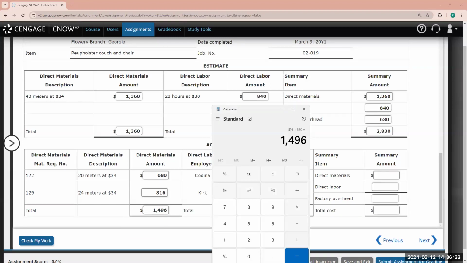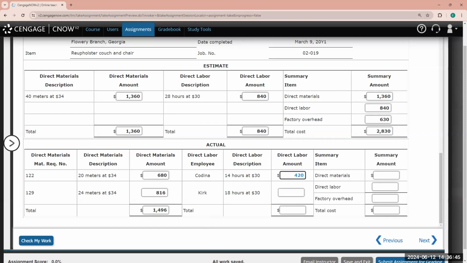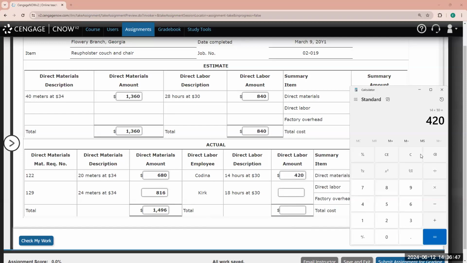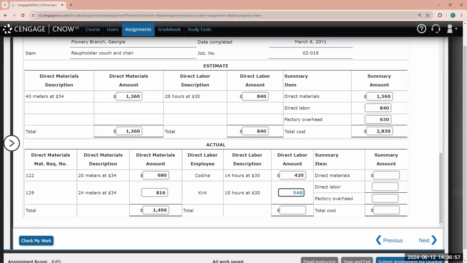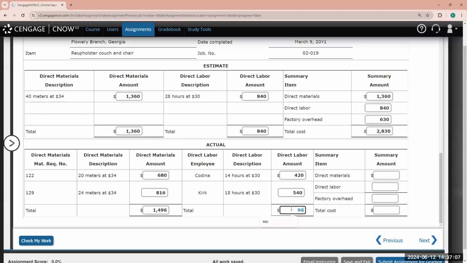So now the next part of the question is for us to determine our direct labor. So here we have Codina and we have Kirk. Codina worked for 14 hours at $30 per hour. That gives a cost of $420. And then Kirk worked 18 hours at $30 per hour for a total of $540. So we add the two, our $540 for Kirk and our $420 for Codina, which gives us a total direct labor cost of $960.